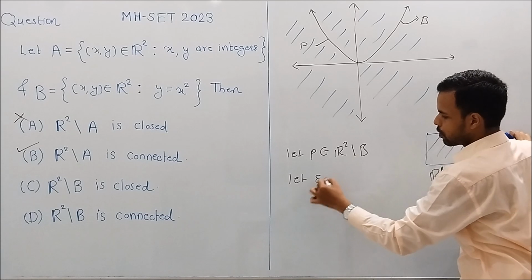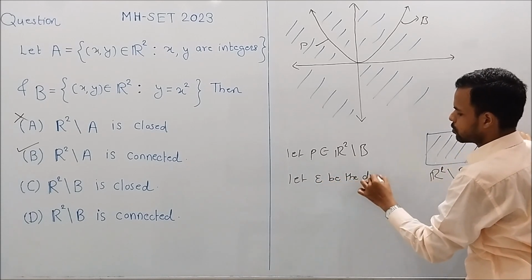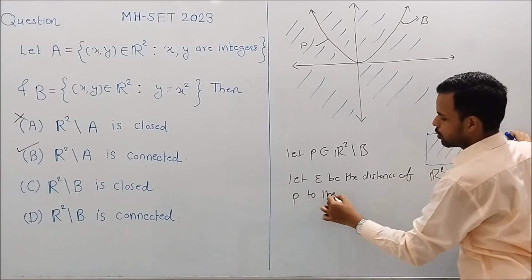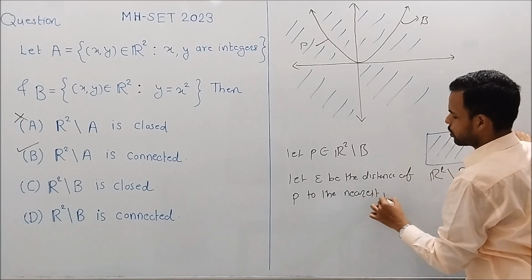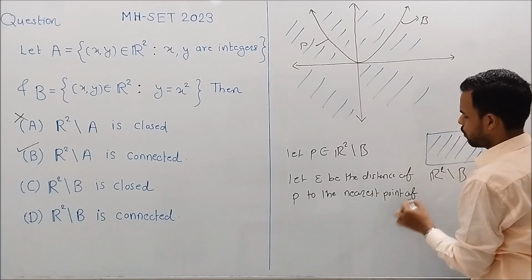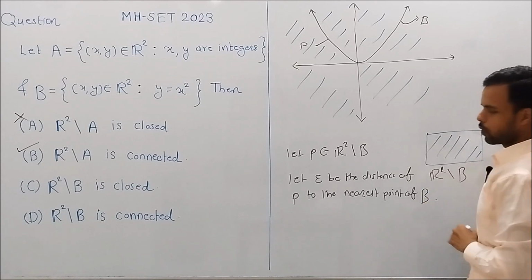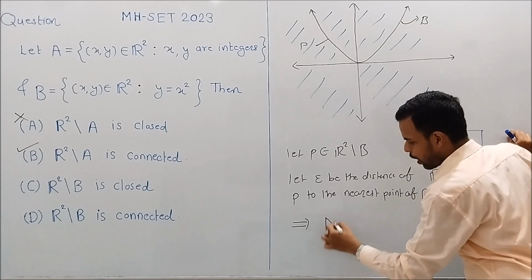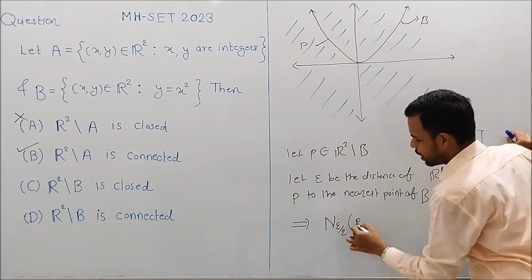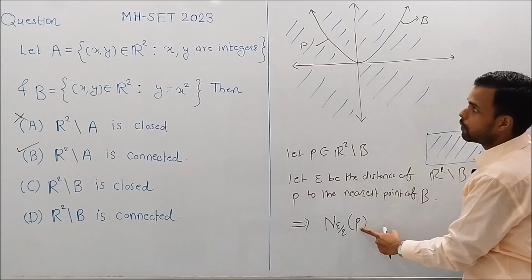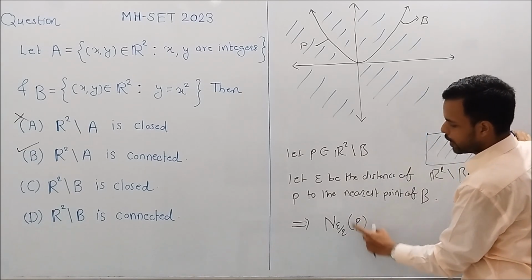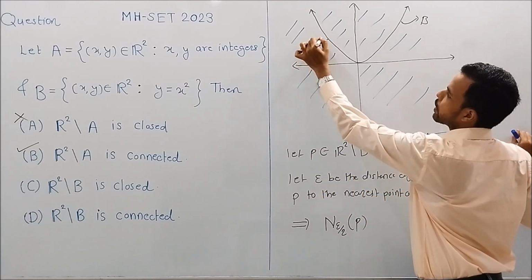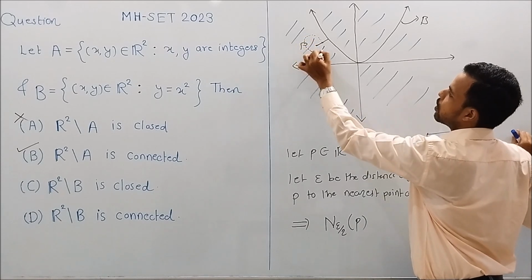Let epsilon be the distance of P to the nearest point of B. Okay, so this distance is epsilon. Then it is clear that the open ball with center P and radius epsilon by 2 will look like this.